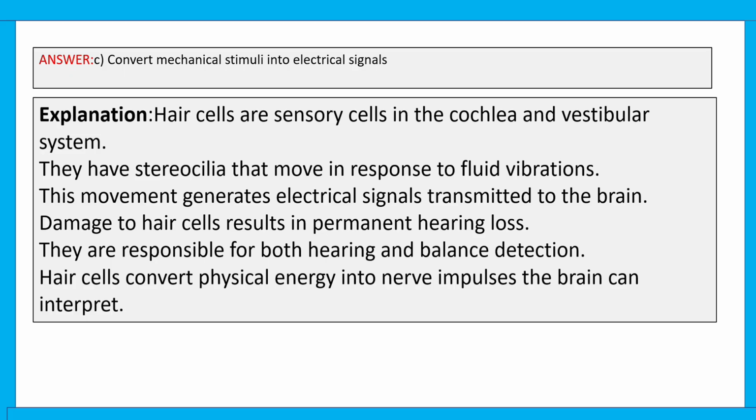Hair cells are sensory cells in the cochlear and vestibular system. They have stereocilia that move in response to fluid vibration. This movement generates electrical signals transmitted to the brain. Damage to the hair cells results in permanent hearing loss. They are responsible for both hearing and balance. Hair cells convert physical energy into nerve impulses the brain can interpret.